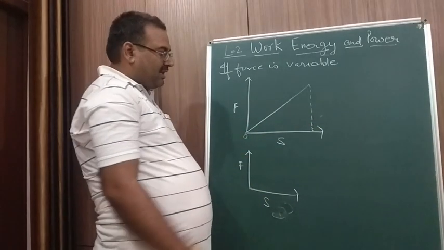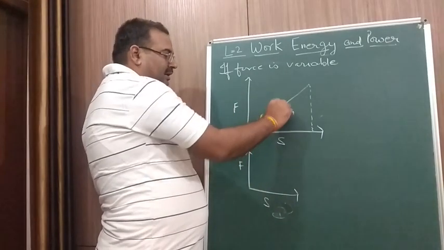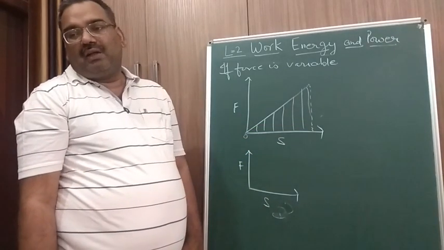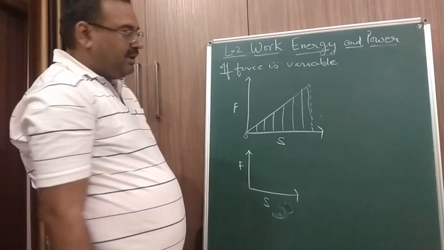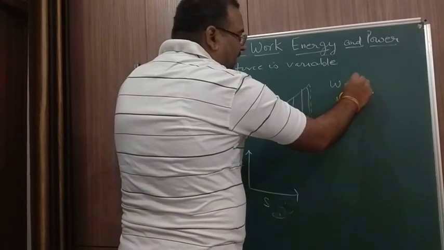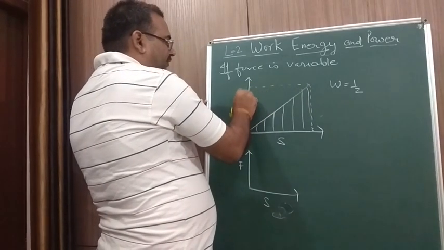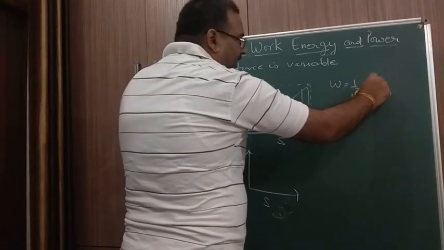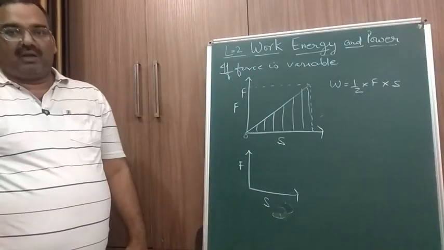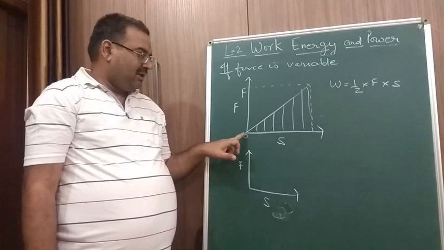Okay. Now, work done. The area under the graph will give you the work done. So the area under the graph will be given by work done. So work done will be half of F into S. This is the formula for variable work done. Clear? When the force is variable, force earlier was 0.